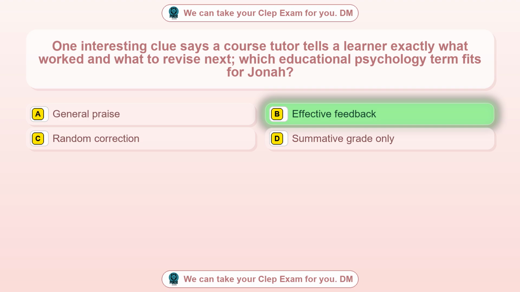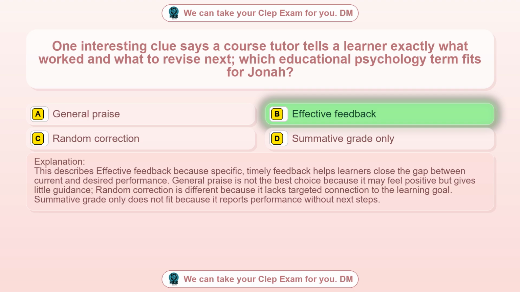Effective feedback. This describes effective feedback because specific, timely feedback helps learners close the gap between current and desired performance. General praise is not the best choice because it may feel positive but gives little guidance. Random correction is different because it lacks targeted connection to the learning goal. Summative grade only does not fit because it reports performance without next steps.